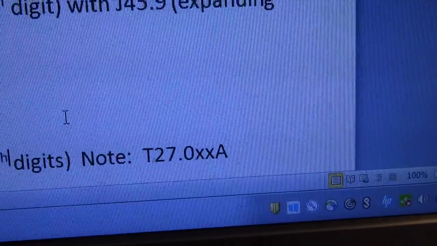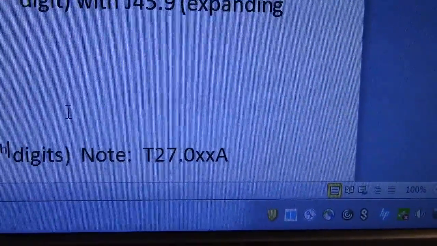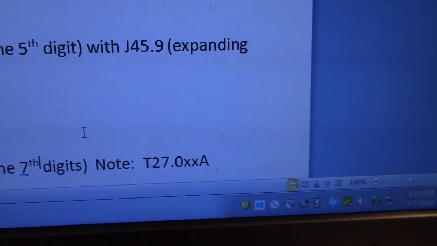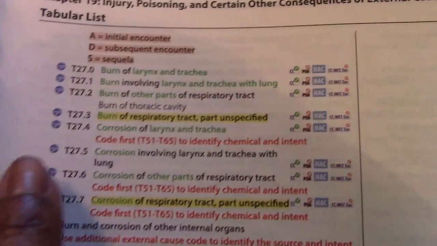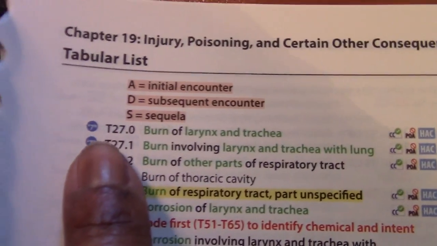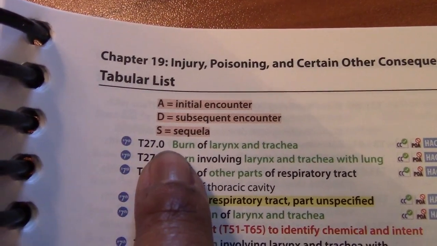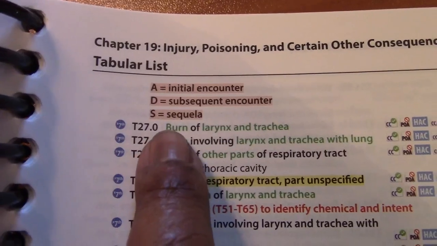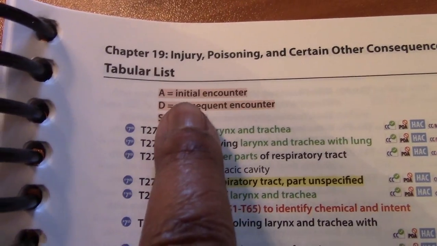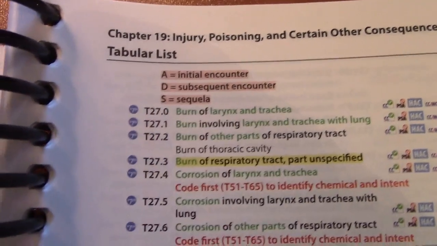I had to use my placeholder X to make that code expand to 7 digits because that code requires 7 digits to appropriately code it. So see that? It tells me I need 7 digits, and T27.0 is only 4. So I need to put XX and then add my 7th digit. So that's where your placeholder comes in.